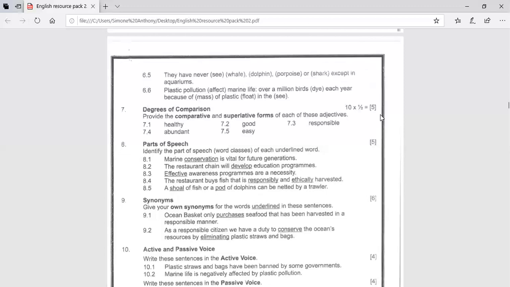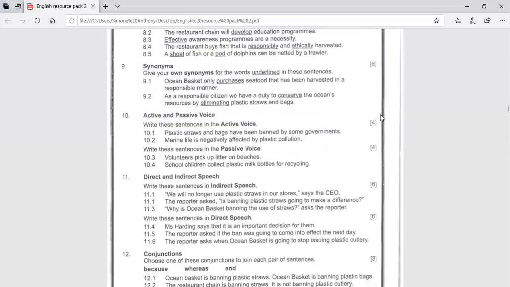8.5, a shoal of fish or a pod of dolphins can be netted by a trawler. That is collective nouns, so a collection of these species. If we look at question number 9, it focuses on synonyms. Give your own synonyms for the words underlined in these sentences.